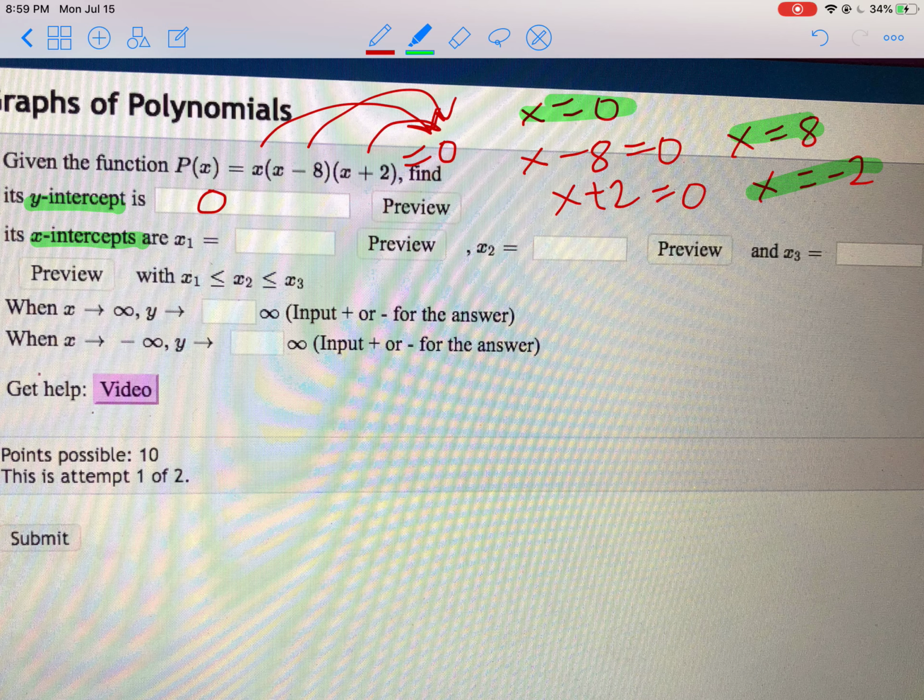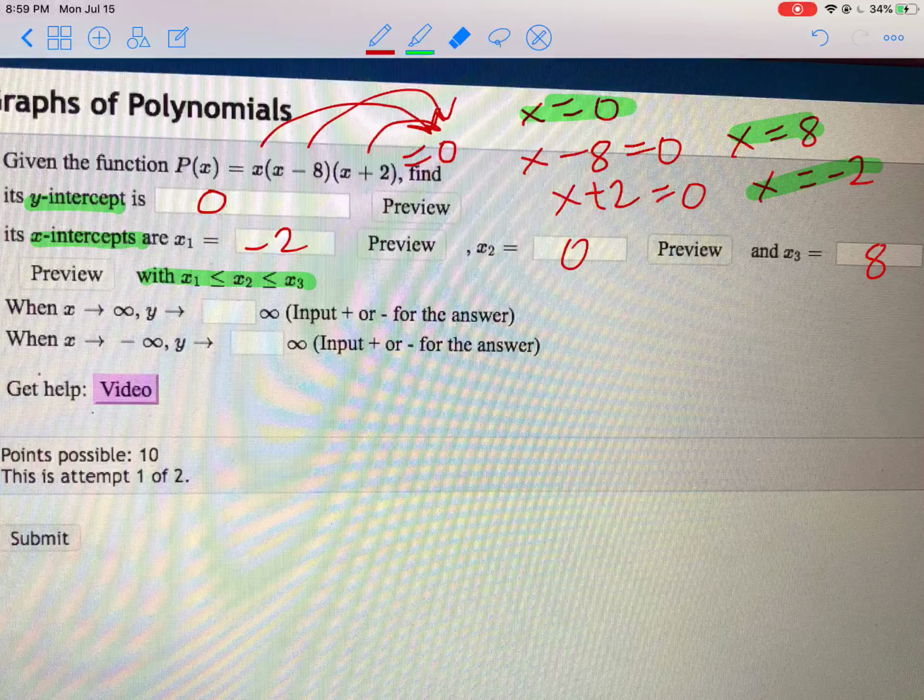I see here that you have to do it in such a way that you list it from left to right. So looking at these numbers 0, 8, and -2, the leftmost number is -2, so that would be the first entry. The second number would be 0, because that's in the middle, and then 8 would be your third intercept.